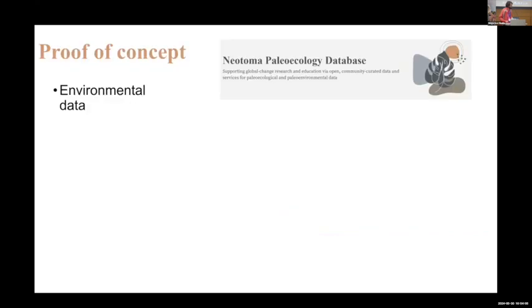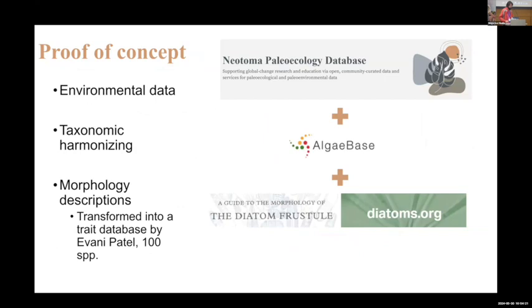So a little bit of proof of concept. This is what I cranked out with an undergraduate researcher in the last semester, tying this environmental data, harmonizing our taxonomies, and then having an undergraduate researcher in the lab describe the traits and quantify about 100 species. So that was really great. So we have these 3 things talking to each other now, and that's based on this morphological description book of how to describe the shapes of diatoms.